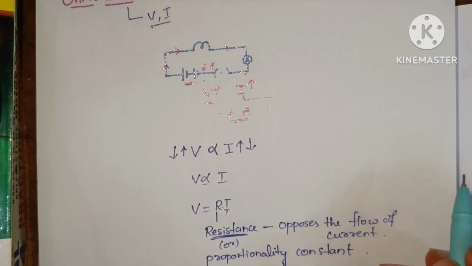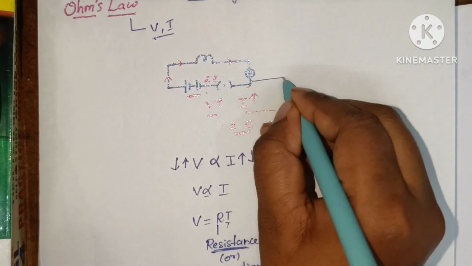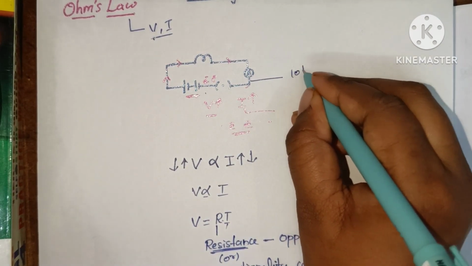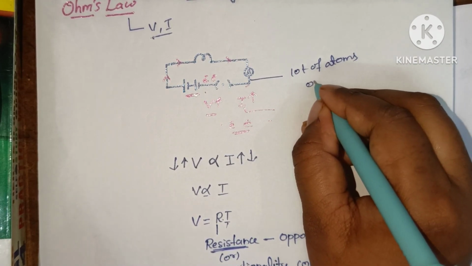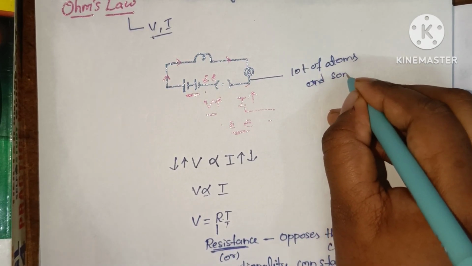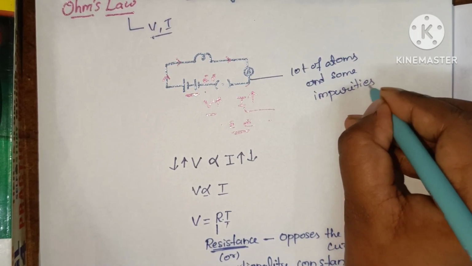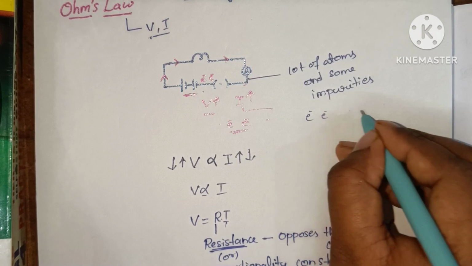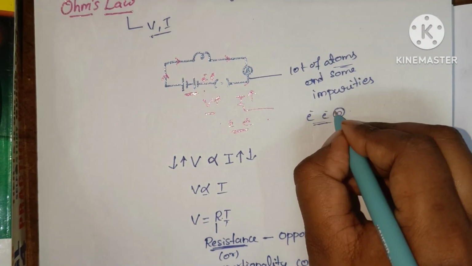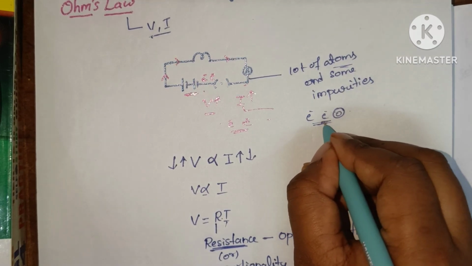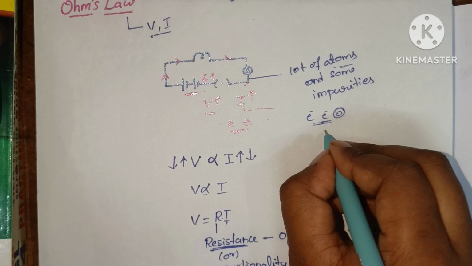For example, when electrons move in a wire, the wire contains a lot of atoms and some impurities. When an electron is moving and collides with the atoms, what will happen? The speed of the electron decreases, right? And if the speed of the electron decreases, what will happen?